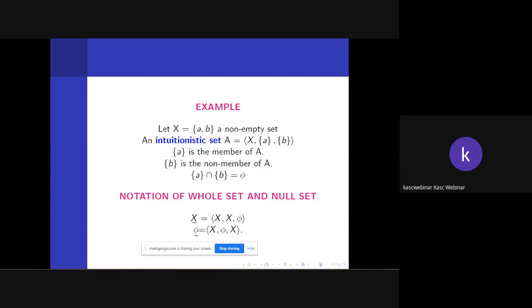In crisp sets or the classical sets, you will always consider the whole set you're considering. So if X is equal to AB, that is the whole set. But in the Intuitionistic notation, that is not the whole set. You're denoting it by the symbol X tilde. X is the set you're considering. So always the first thing should be the member and the second one should be the non-member. So X is a member, since it is a whole set, I'm considering the whole X. And the empty set, its complement. Similarly, the null set: X, phi and X.